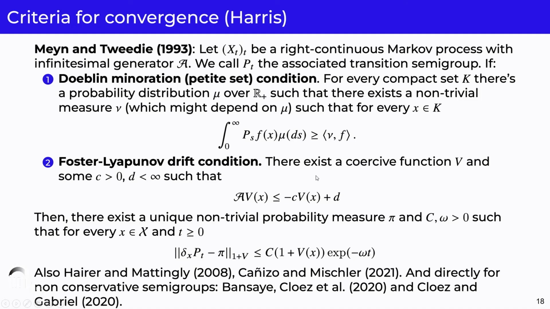This is what we call the Doeblin minorization condition, and we also need this Foster-Lyapunov drift condition that will help me to restrain my explorations. And if we have both, we can prove the exponential convergence towards the unique stationary measure.